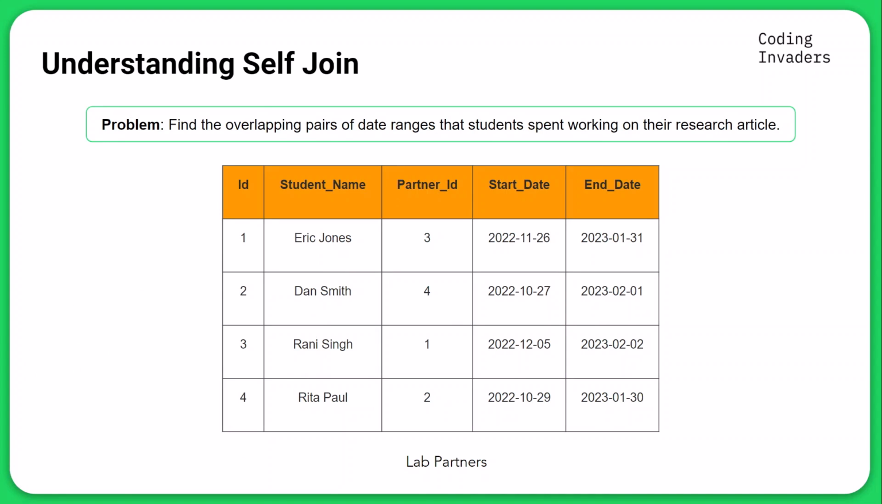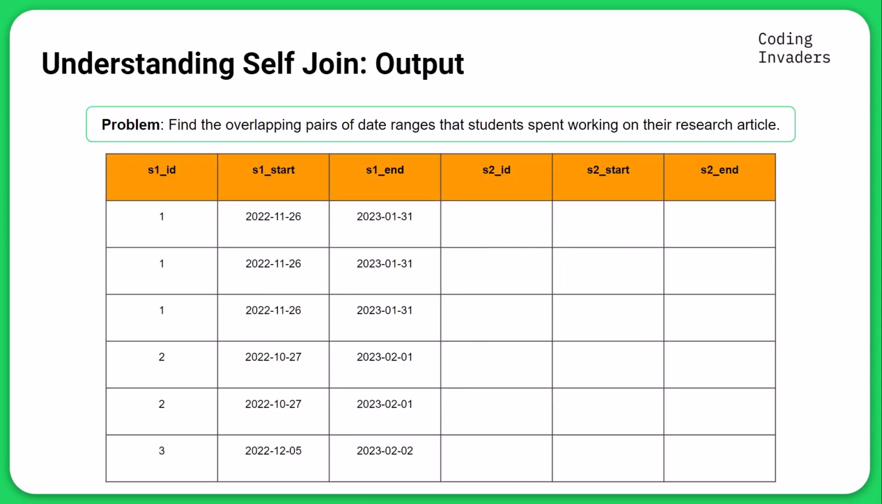What we are trying to achieve over here is to find the overlapping pairs of date ranges that students spent working on their research article. Remember, start date indicates the day the student started writing a research article, and end date refers to the day they submitted it to the publisher. So here's some part of the output. Can you figure out the rest according to the problem?